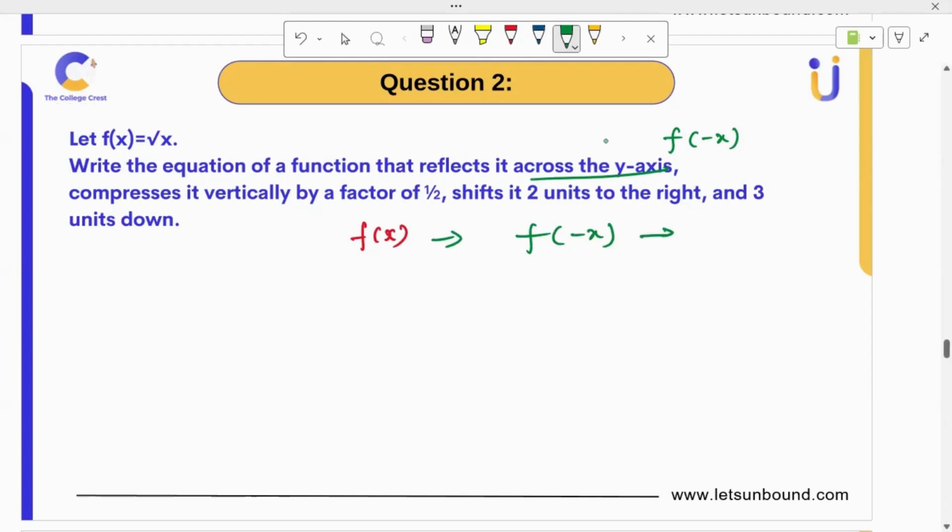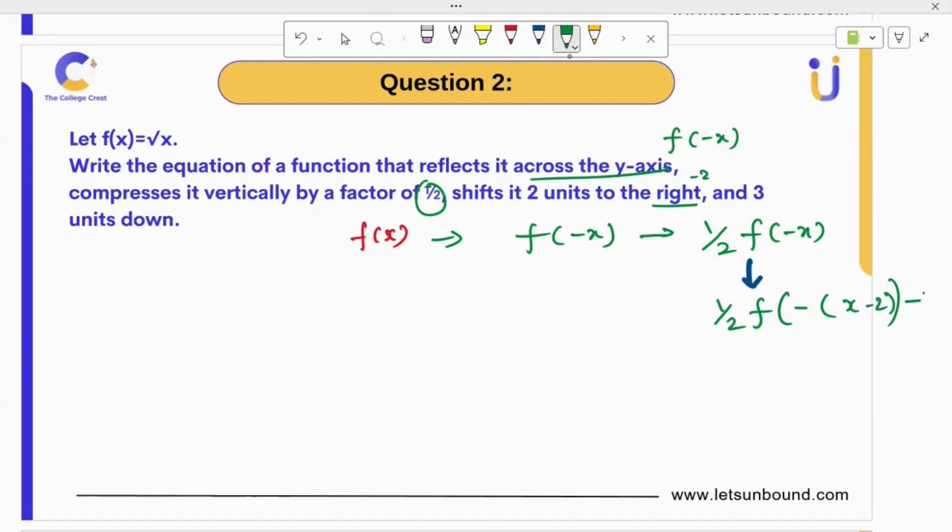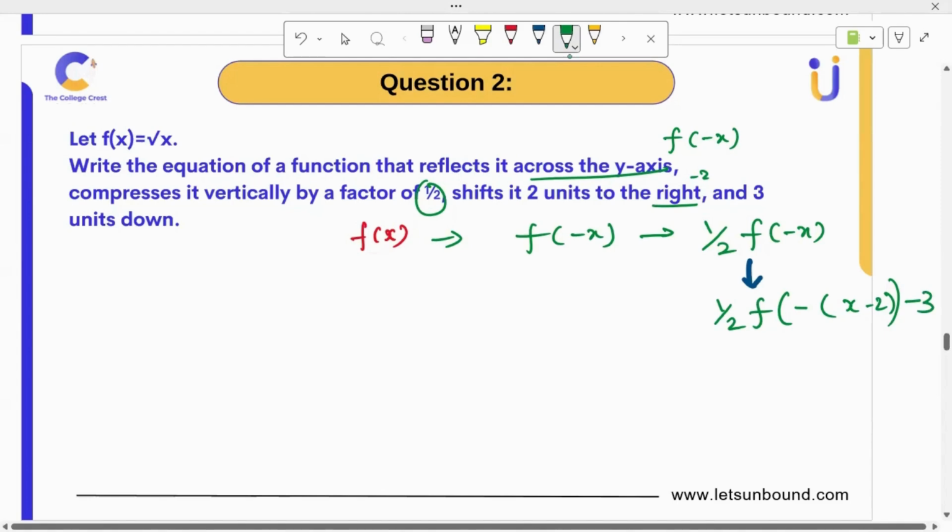Then compressing vertically means outside, and outside means whatever the factor is, you use it as it is, of f of negative x. And shift 2 units to the right. Here comes an important thing. Right or left shift means I should do it inside. So only this x, not the negative, and right means minus 2. So negative x minus 2 is wrong, I mean f of negative (x minus 2). Then 3 units down means outside, negative 3. This is how it is for a general function.